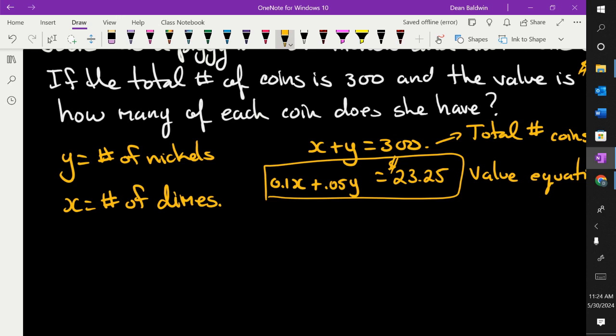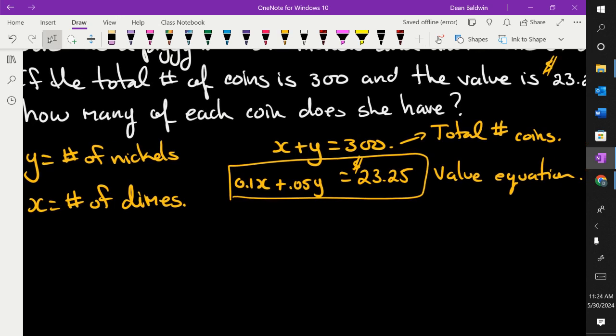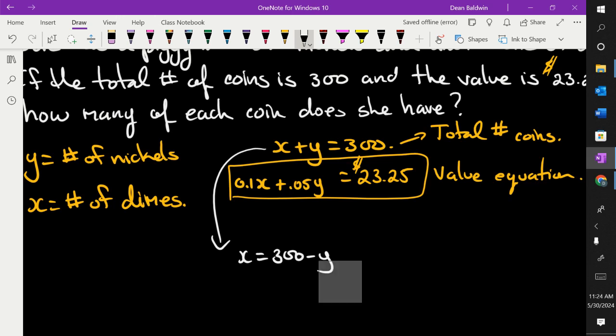So, here we go. What variable do you want to solve for? X or Y? X? I heard X first. So, I go down here. X is equal to 300 minus Y. Where does that go now? It's going to go into the other equation, right? For X, it's going to go right there.